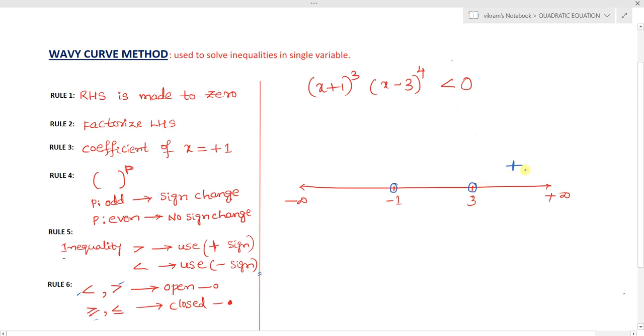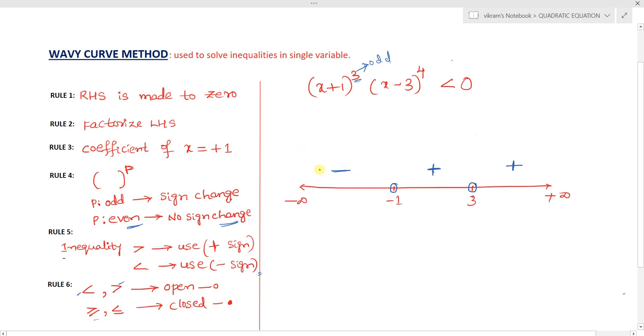So right of the rightmost root is represented with plus sign, and we are moving from the right to the left and we are reaching the 3. So the x minus 3 factor is having the power as 4. Power is even, so there is no change in sign, that means again it is plus. So after reaching the 3 also we need to represent with plus, and we are reaching towards the minus 1. So x plus 1, the factor is x plus 1 power 3, which is odd. If the power is odd, then we need to change the sign. Plus has to be changed to minus over here.